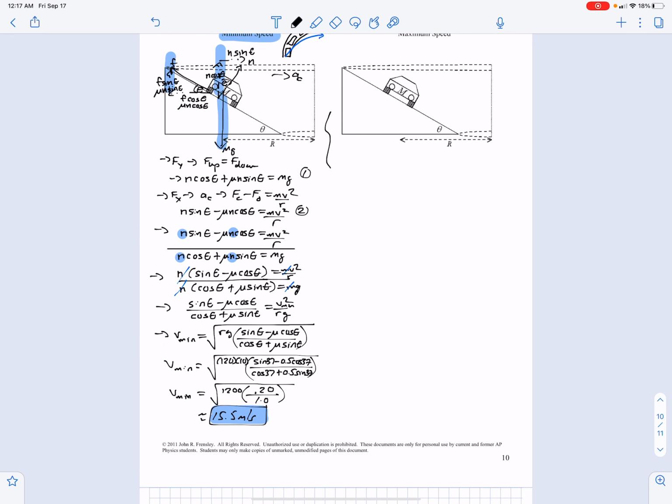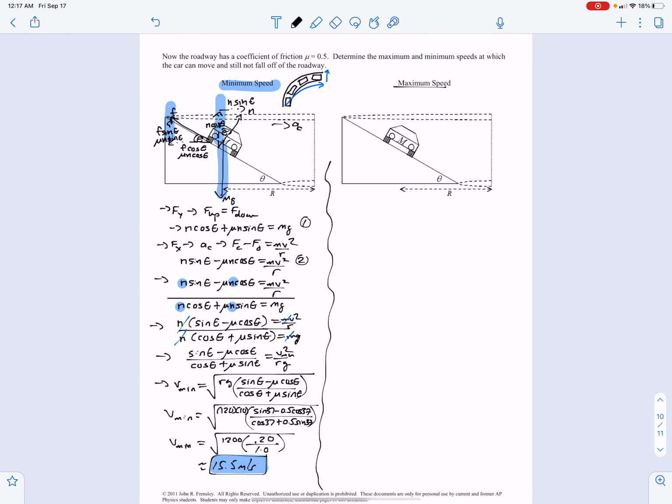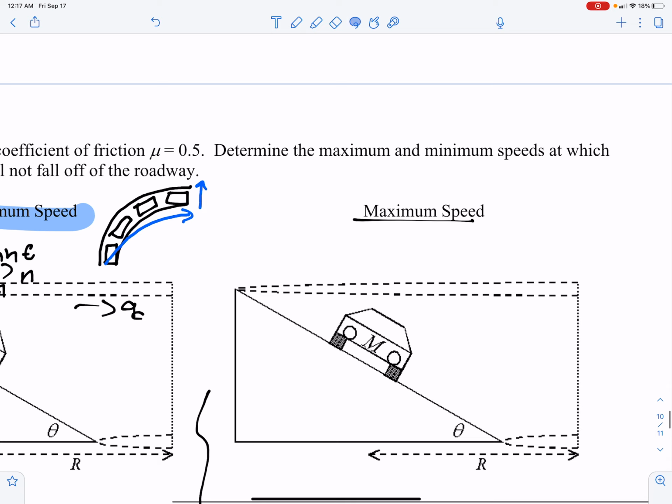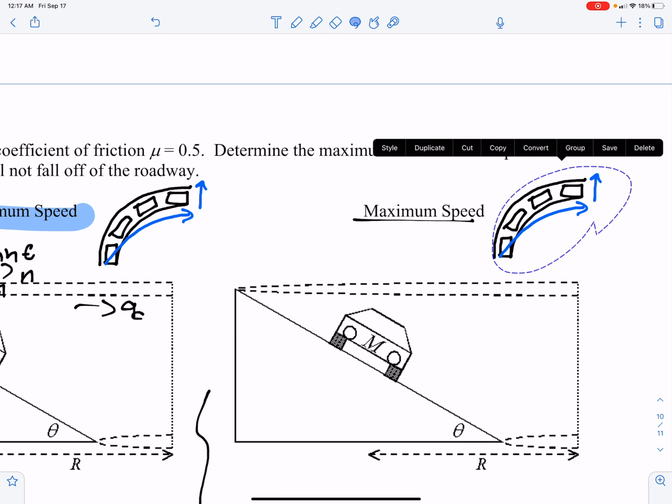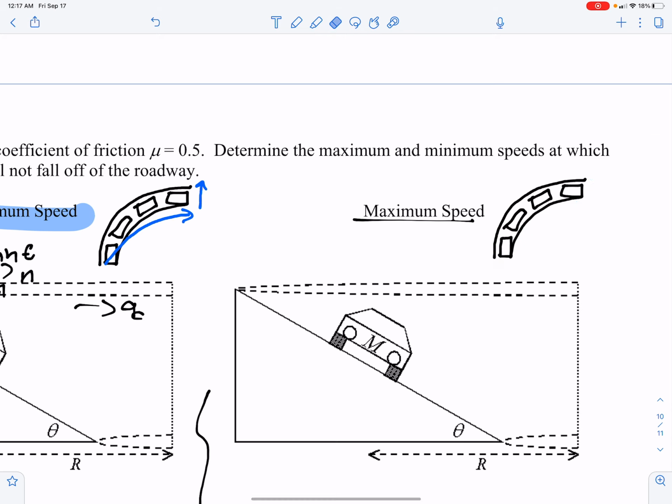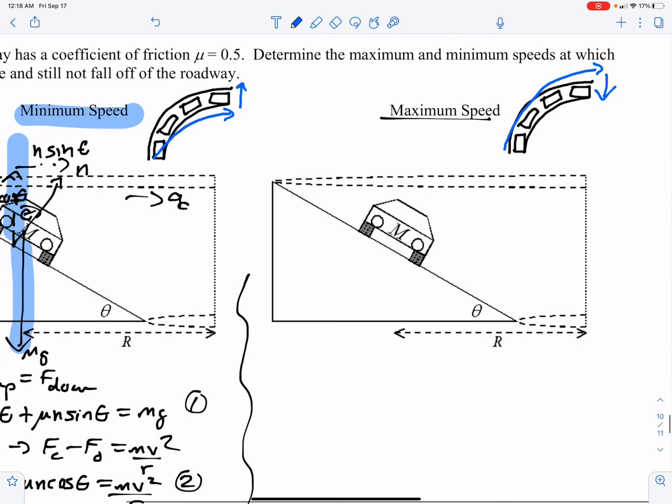Let's go ahead and balance this work with the case for maximum speed. Now, if I redo this picture here, for maximum speed, it's exactly the opposite. See, if you're going too fast, then what do you want to do? Your car wants to drift out of the circle, right? That means friction has to go down the plane to prevent this drift up into the wall, which is up the hill. Okay, so what is the force going to look like?